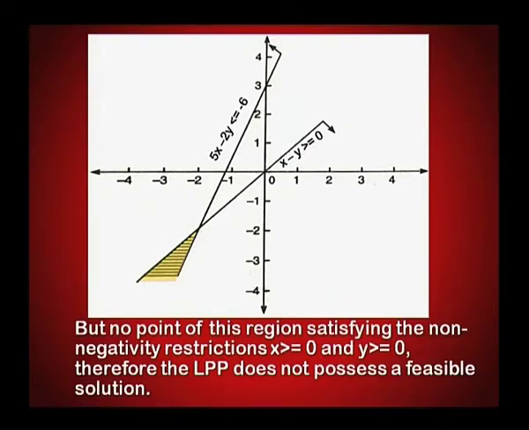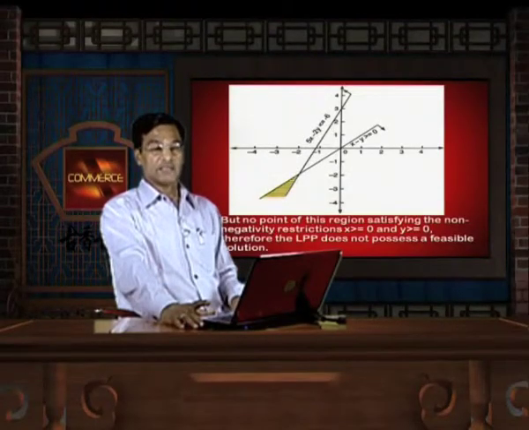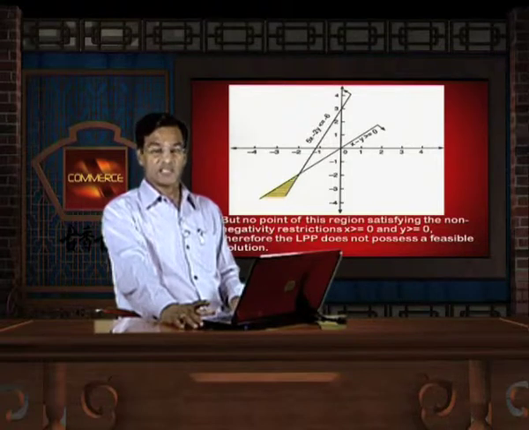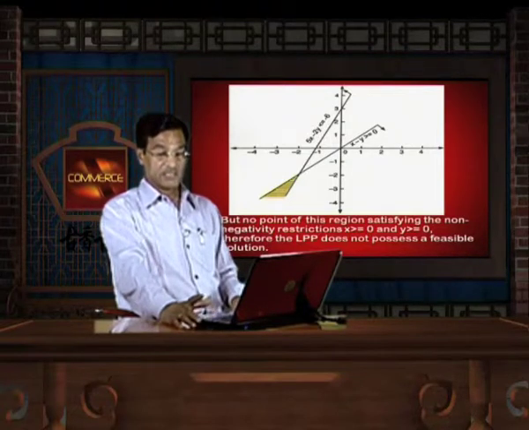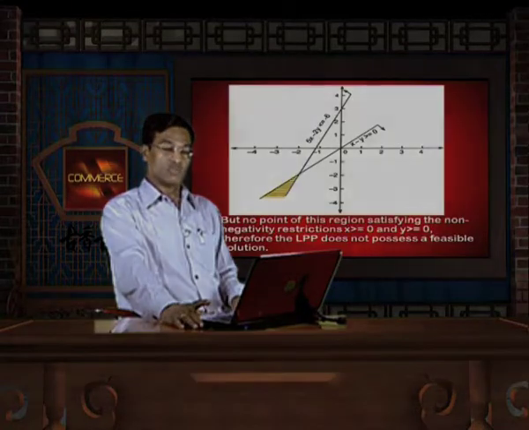In this figure, the two inequalities represented by 5x - 2y ≤ -6 and x - y ≥ 0, these two are in opposite directions. Therefore, there is no feasible region in the positive quadrant, that is, satisfying the non-negativity restriction. So, this LPP does not possess a feasible solution.